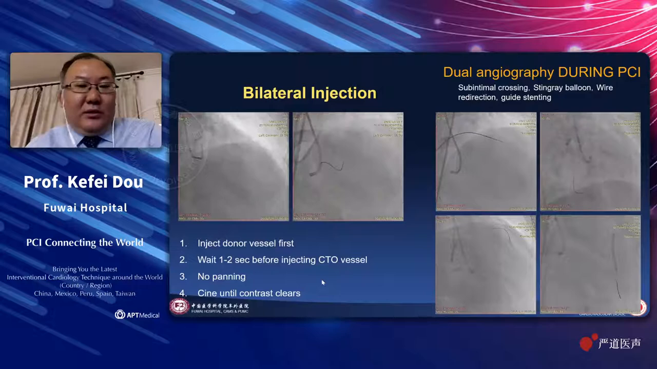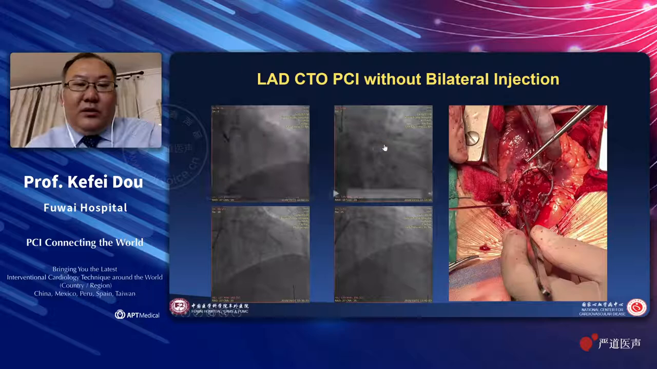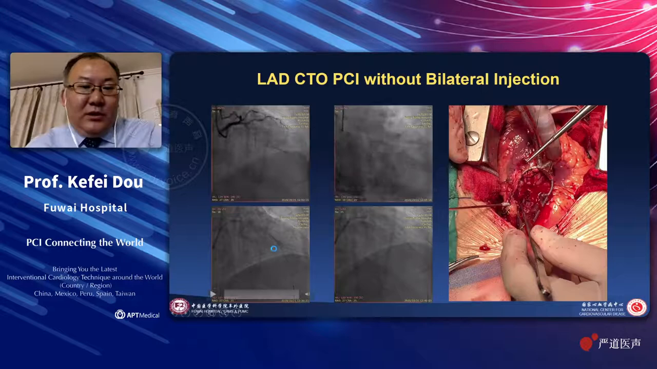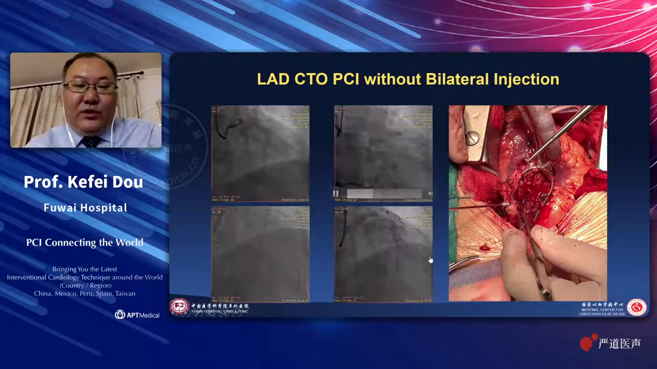And this is a case from one of my colleagues. He's very stubborn and never used bilateral injection. We can see here is a LAD CTO, not very long. And he used a stiff wire crossing the CTO segment, and after dilatation, you can see a huge perforation happened here, and the patient was transferred to cardiac surgery.